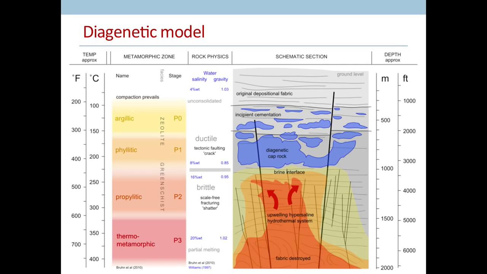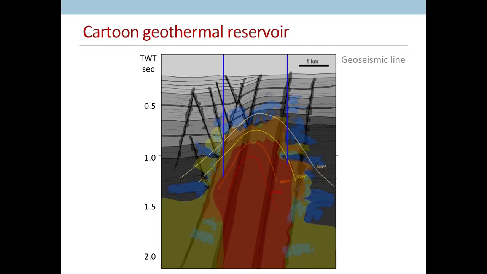When hot, hypersaline fluids circulate and cool, they precipitate out cements into the host rock, especially in the most porous sandstones. We call this the cap rock, and we show it here in blue, and it has this patchy, here and there look to it. And you can see how structurally complex it is.